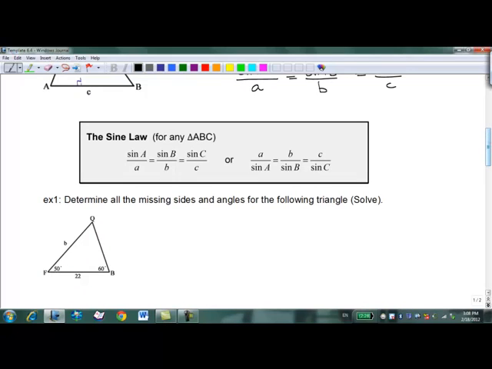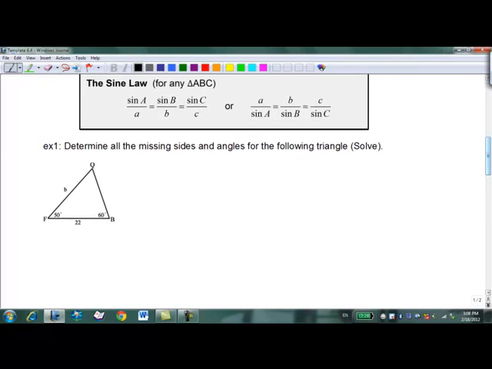So here we have a little question. Determine all the missing sides and angles from the following triangle. Well, angle Q is pretty easy to figure out. If we think of angle sum in a triangle, it has to add up to 180 degrees. If we subtract off angle F and subtract off angle B, we will have 180 minus 50 minus 60 is 70 degrees. So angle Q is 70 degrees.